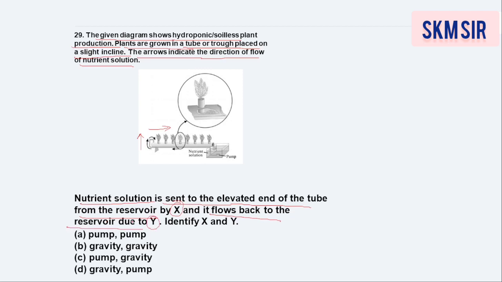Yes, I am giving you time, dear students, just think about this. So it is sent to the elevated end of the tube from the reservoir by the pump. And it flows back to the reservoir due to, what is the reason behind this? Due to gravity. So option number C is correct here. Gravity is responsible for sending the solution back to the reservoir.